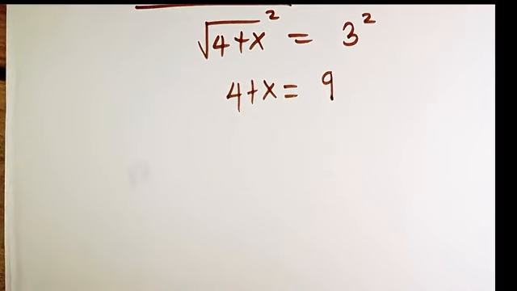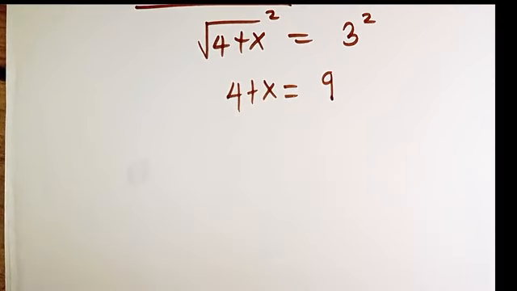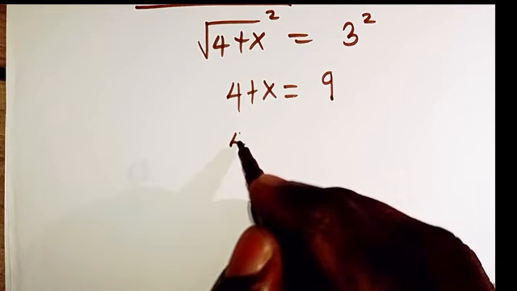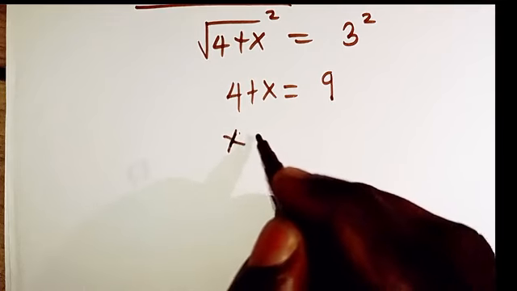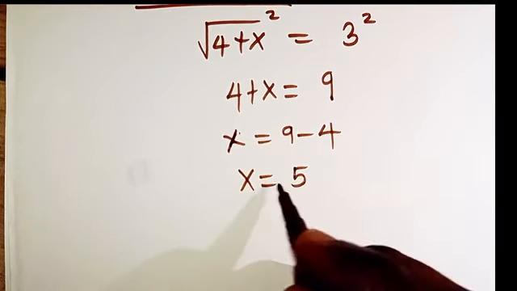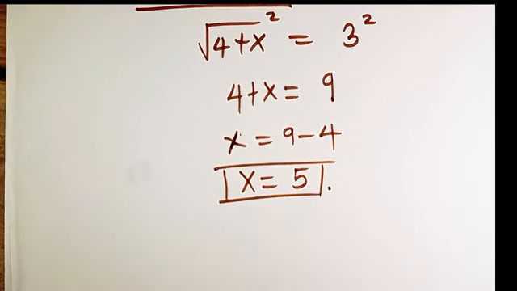So now from there, we transpose this 4 to the other side. So I'm going to have x equals 9 minus 4. x is going to be 5. So we have the solution to be 5. Are you getting it now?